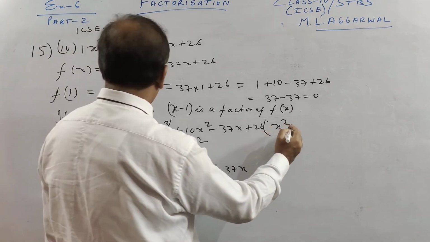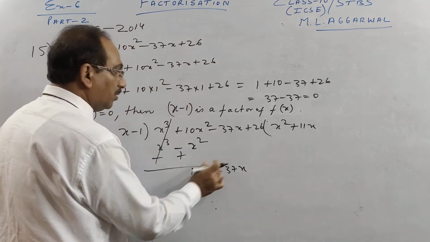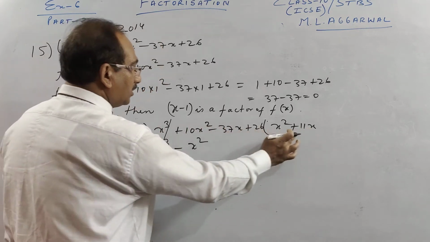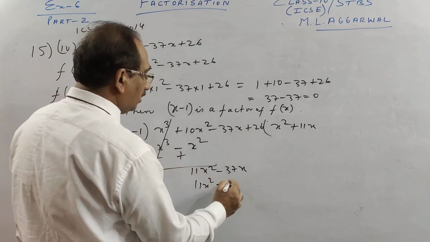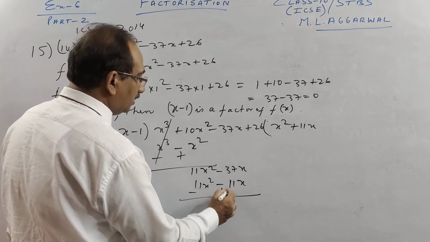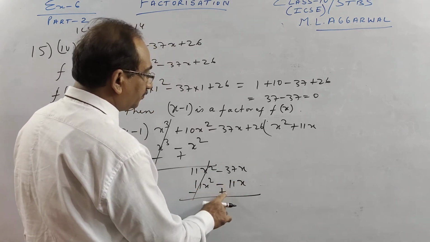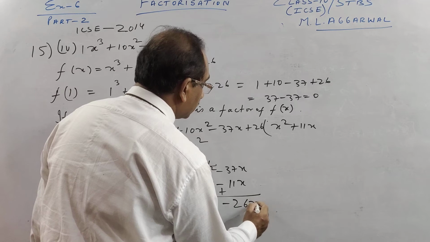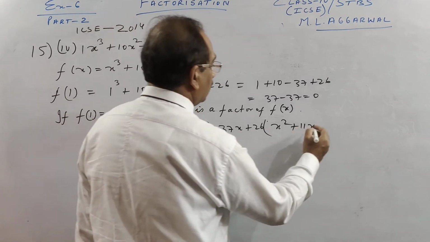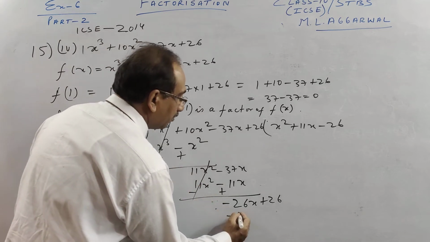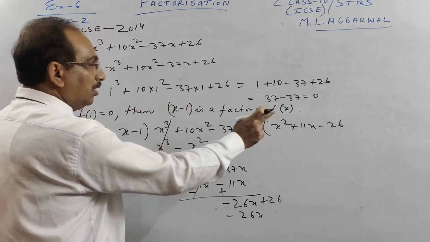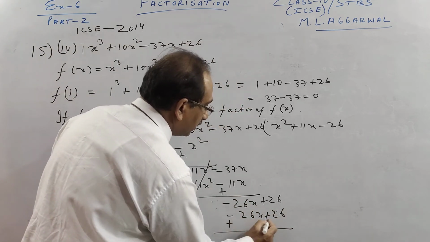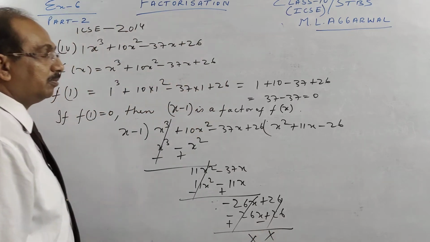So x into 11x, so plus 11x, the sign will be the same. 11x into x is 11x square, and 11x into 1 is 11x. Now when you change the sign, children, this becomes 0, and minus 37x plus 11x becomes minus 26x plus 26. So here minus 26 you take, will get minus 26x, and 26 into 1 is 26. If you subtract, children, the sign will change and you will get remainder 0.